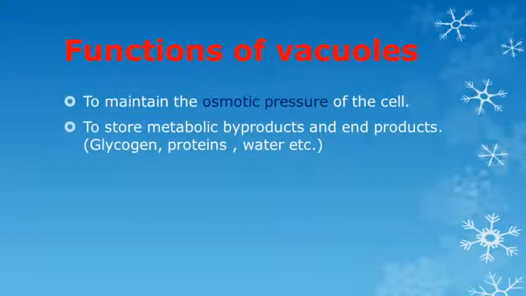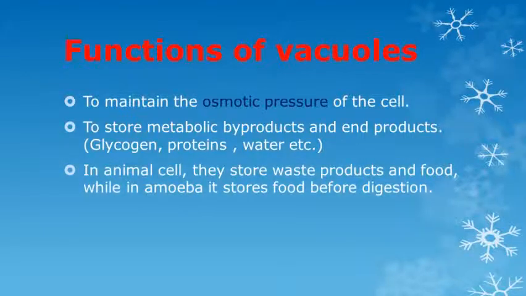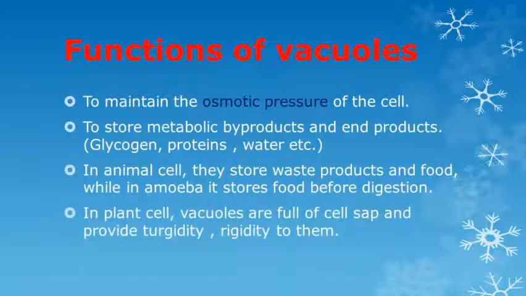Next is to store metabolic byproducts and end products. That means the waste products, end products or the byproducts which are present in the cell are stored by the vacuoles. Next, in animal cells they store waste products and food, while in amoeba it stores food before digestion. Why? Because amoeba is a single cellular or unicellular organism. That's why it also stores food before digestion. In plant cells, vacuoles are full of cell sap and provide turgidity, that means swollen, and rigidity to them.